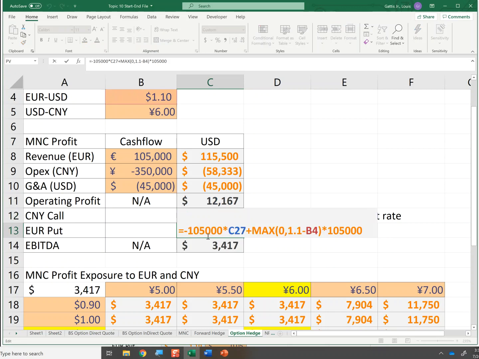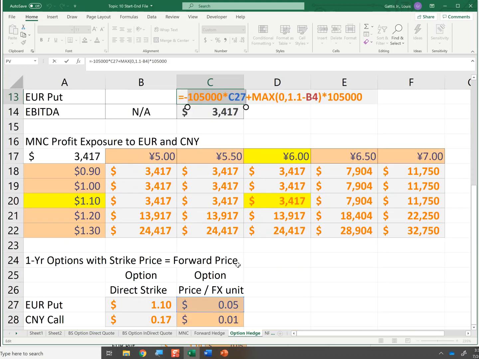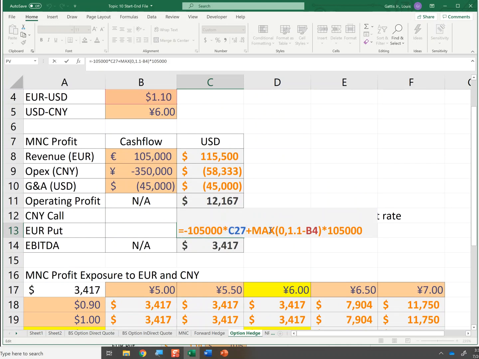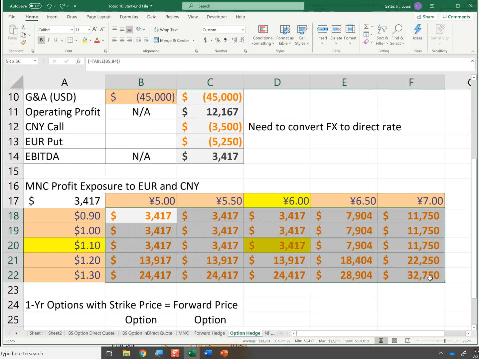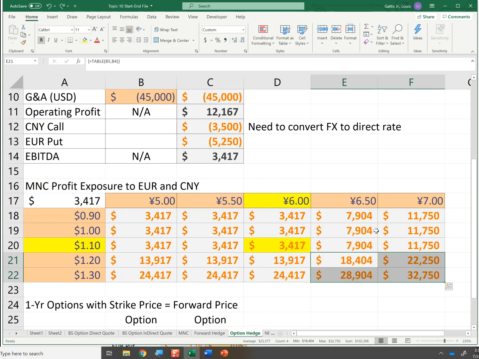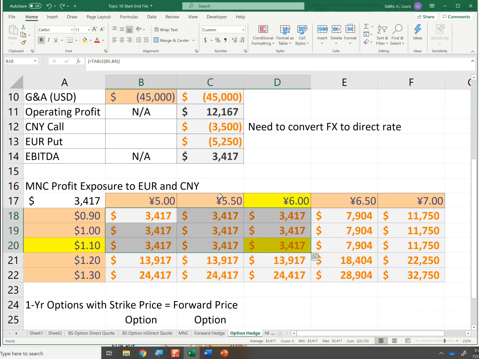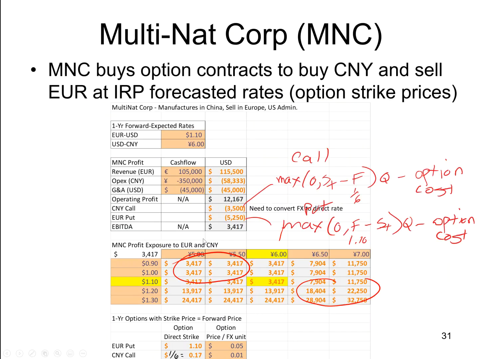And then I flip that for the put option to sell 105,000 euros. I'm going to buy a contract on 105,000 euros. That's going to cost me 5 cents per euro. And then here's the payoff of the put contract. And again, notice the cash flows now. I'm going to gain money if the currency goes in my favor, which means a devaluation of the yuan or an appreciation of the euro. But I have no exposure in the other direction because I'm 100% hedged.